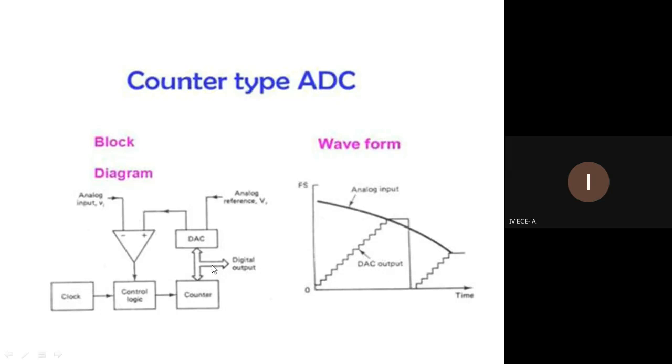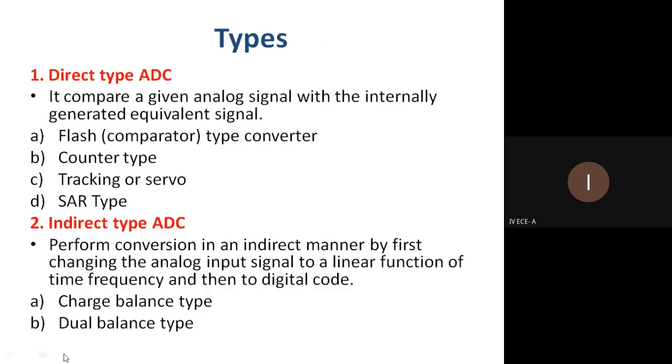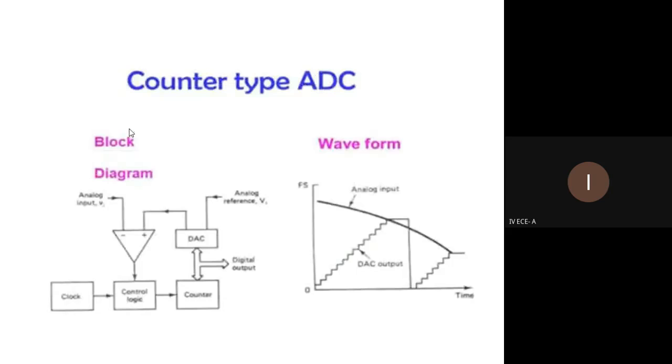As I already mentioned, in this type, it compares the given analog signal with the internally generated equivalent signal. This is the example. The internally generated signal is converted and taken as a reference signal in analog form. Clear?